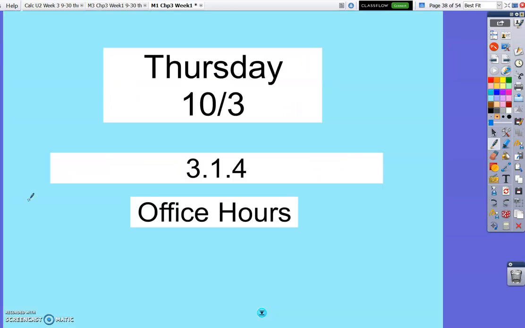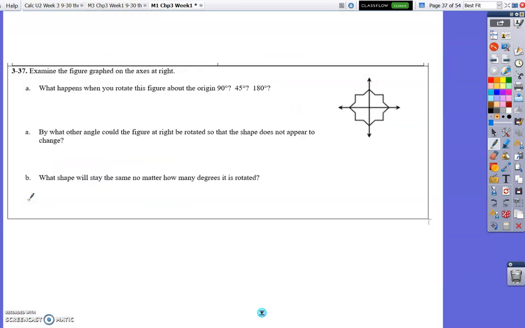And then 37, which is our last problem: examine the figure graphed on the axis at the right. What happens if you rotate this figure 90, 45, 180? And all of those look exactly the same, but you can try it and see if I'm lying to you. What other angle could the figure at the right be rotated so the shape does not appear to change? And see if you can come up with some other answers.